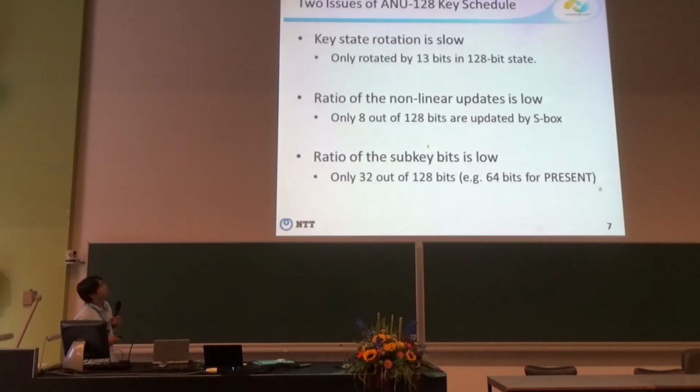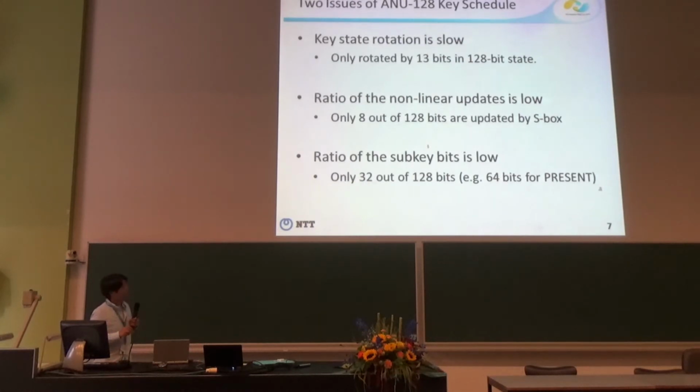Another, second point is the ratio of the nonlinear updates. Only 8 bits of the key state are updated, which is quite small considering that the entire state is 128 bits. And the third one is the ratio of the sub-key bits to the entire state. Only 32 bits, only a quarter of the state, is used as a sub-key.